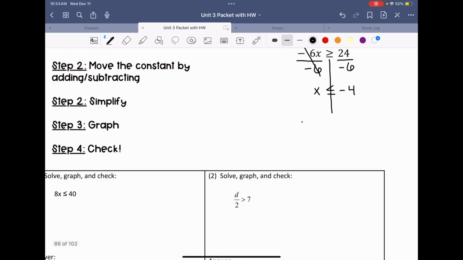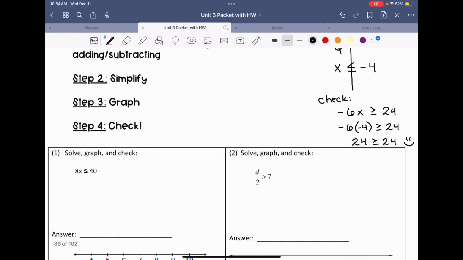And then we're going to check. So I'm going to plug it in. Negative 6 times x, and then I'm going to use the original, so greater than or equal to 24. And I'm going to plug in negative 4 here because it's or equal to, so I can plug that in. Negative 6 times negative 4 is 24. So 24 is greater than or equal to 24. So it checks. All right, let's try the next one.